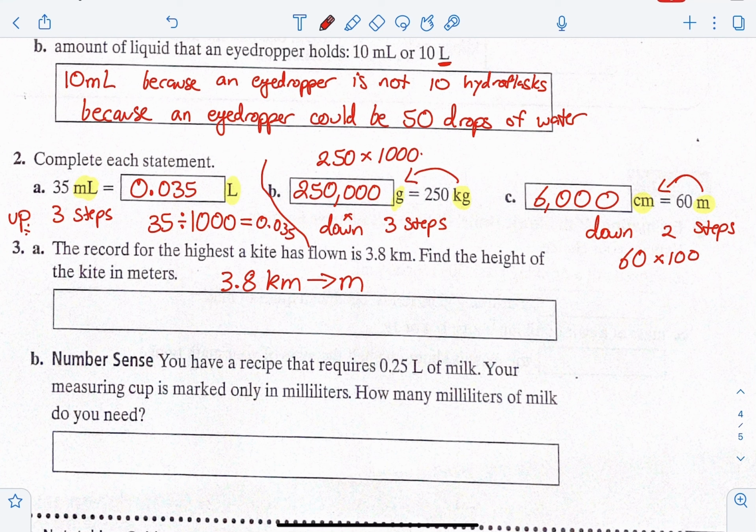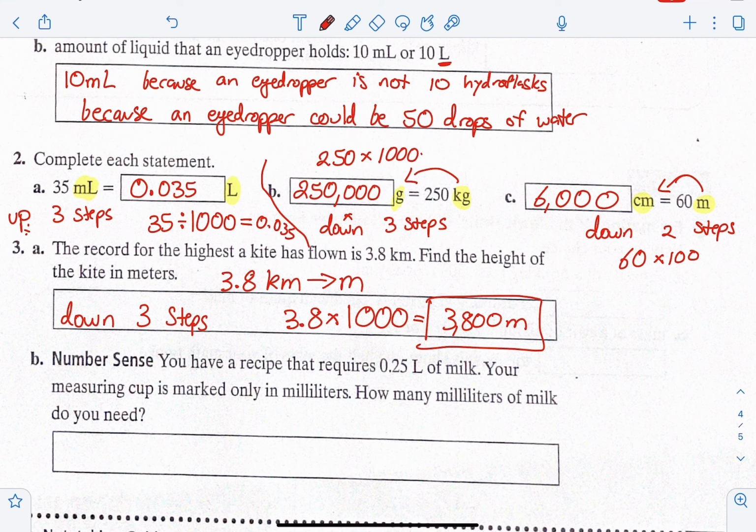Okay, so for this one, you're going to go down 3 steps. So you should have 3.8 times the 1, and then the 3 steps means 3 zeros. And that's going to equal 3,800 meters. So 3.8 kilometers is the same as 3,800 meters for how high that kite was flying.